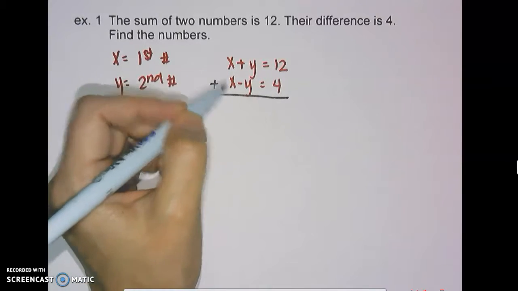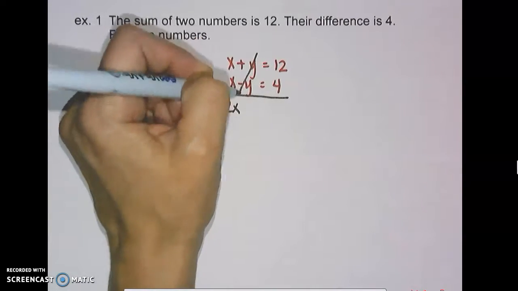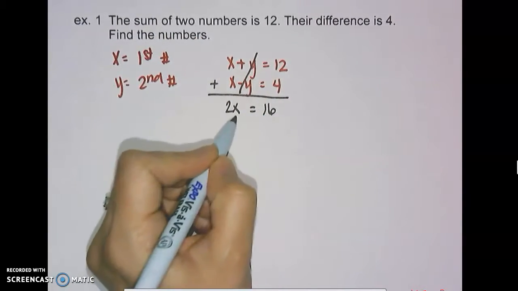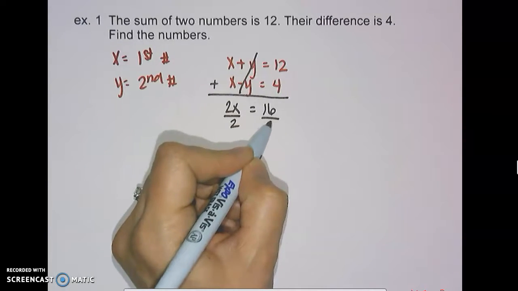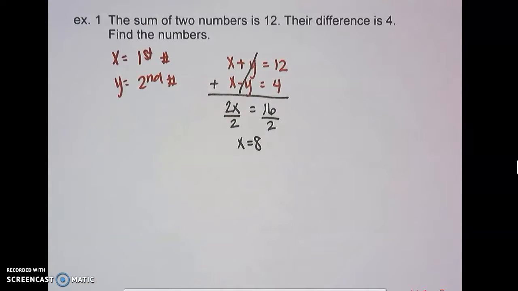So x plus x is 2x. y plus a negative y, those eliminate. And 12 plus 4 is 16. So we're going to divide by 2, and x is going to equal 8. That means our first number here is 8.